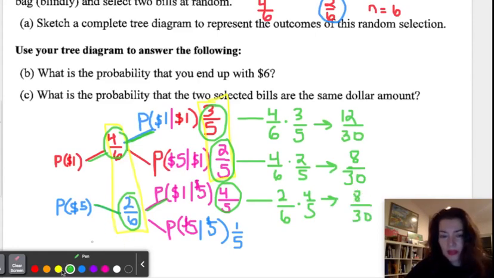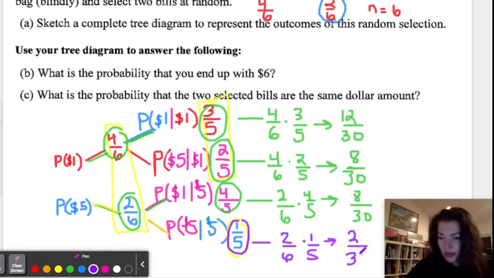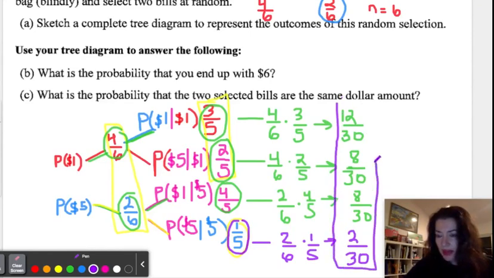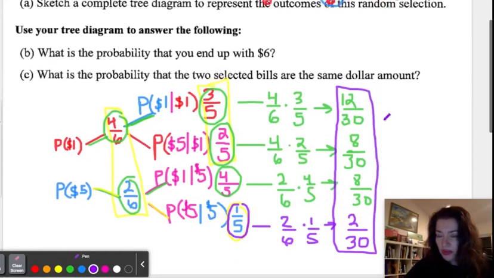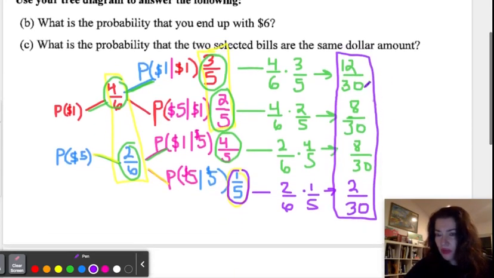And for the last branch, I'm going to follow the last branch here. So it's 2/6 times 1/5. And I'm going to write that down here. That would give us 2 out of 30. You know you did this correctly if I add up all my total outcomes. So this represents all the total possibilities, and if it adds up to 1 or 100%, then you know that you have your total outcome. So let's add it up. 12 and 8 is 20, 28 and 30. This represents 30 out of 30, so we have our 100% of our outcome.